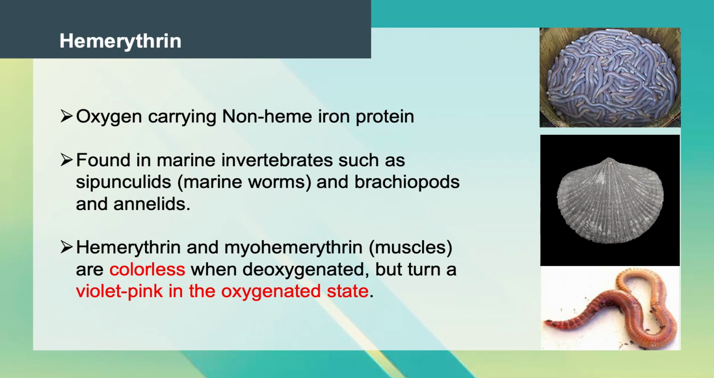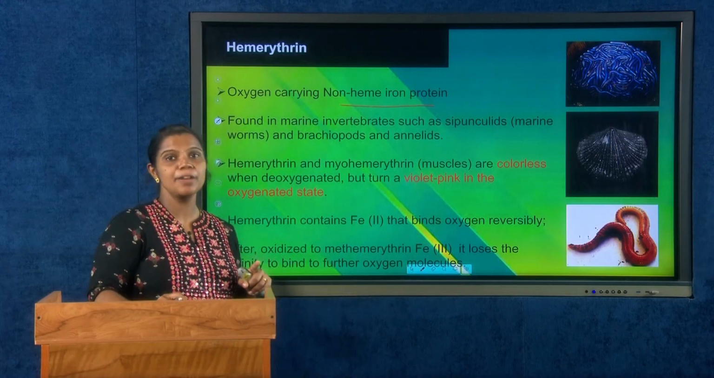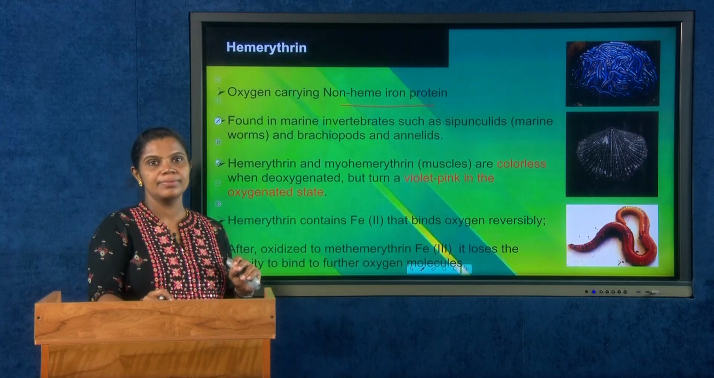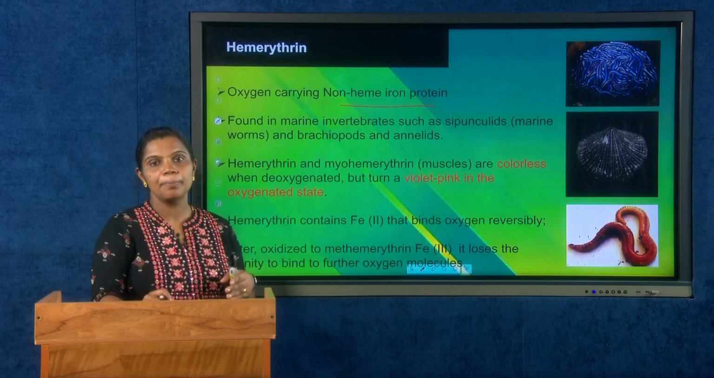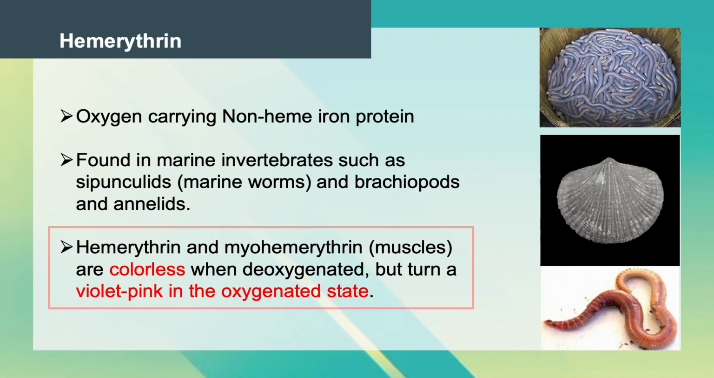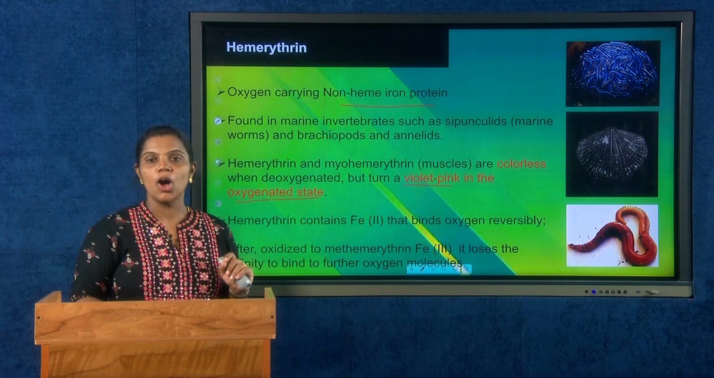Now, we move on to the next oxygen carrying protein, that is hemerythrin. Hemerythrin is also a non-heme iron protein. It is an iron protein, but it is a non-heme iron protein, that is, it does not contain any porphyrin ring system. It is found in marine invertebrates like sipunculids, that is the marine worms, and brachiopods and certain annelids. Hemerythrin and myohemerythrin, the one present in the muscles of these organisms, are colorless when deoxygenated, but will turn violet pink when in the oxygenated state.